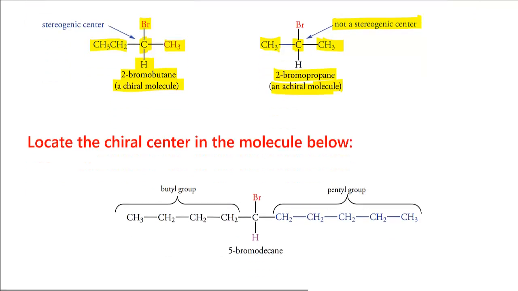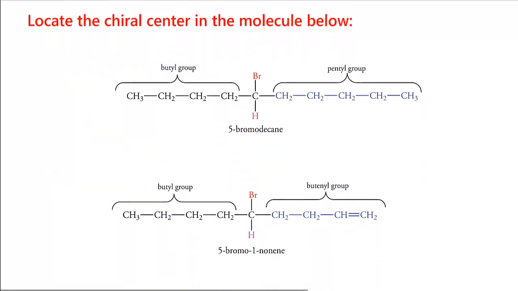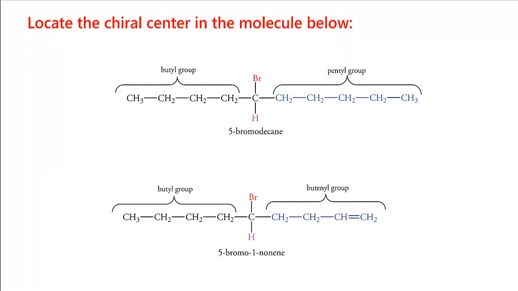So let us try to do some more practice about chiral carbon. Locate the chiral center in the molecule below. We have one molecule that is 5-bromodecane, and we have to find whether we have a chiral carbon, a chiral center, or not. Now let us do this. What am I looking for? I am looking for four different groups on the carbon.